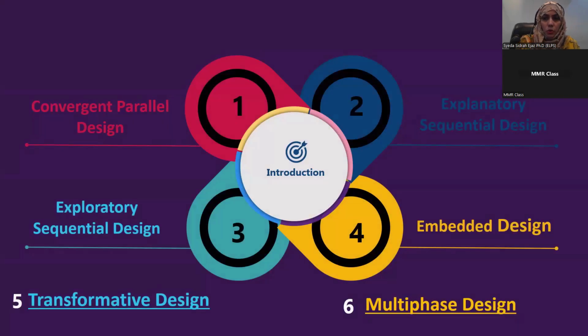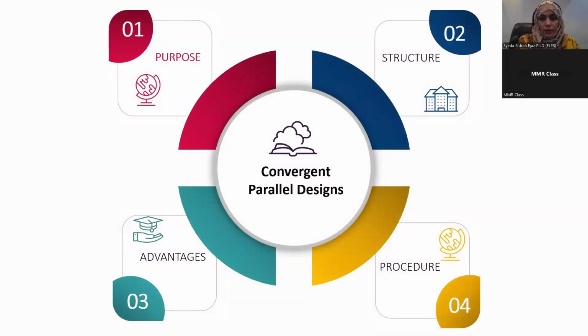There are 6 types of core mixed method designs to deal with different types of studies and to see different phenomena very deeply in very different contexts. Today we'll learn about the different designs which researchers use to conduct different contextual studies. First is convergent parallel design. Second is explanatory sequential design, and the third is exploratory sequential design. Fourth is embedded design. Fifth is transformative design, and multi-phase design. We'll see them one by one.